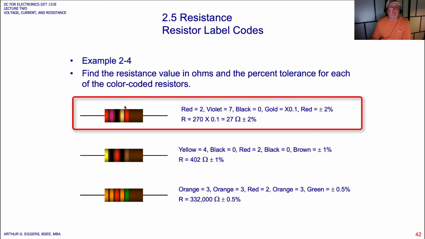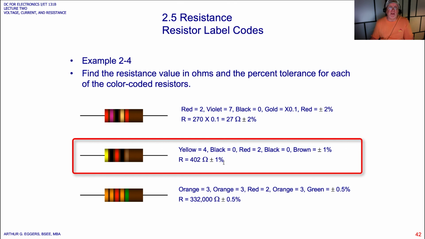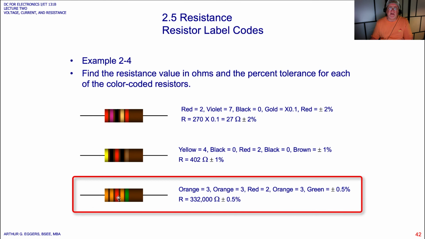So if we take an example here, again, we have red, violet, black, gold, and red, and you can see what that relates to. 270 times 0.1, which gives us a 27 ohm at plus or minus 2%. So you just move the decimal point. The next one, 402 ohms, plus or minus 1%. Yellow, black, red, black, brown. And then the next one, orange, orange, red, orange, green. So 3, 3, 2 times 10 to the third, or 1,000, plus or minus a half percentage.